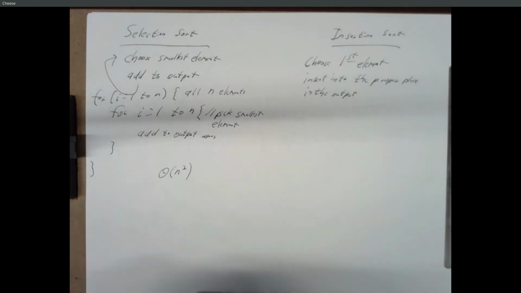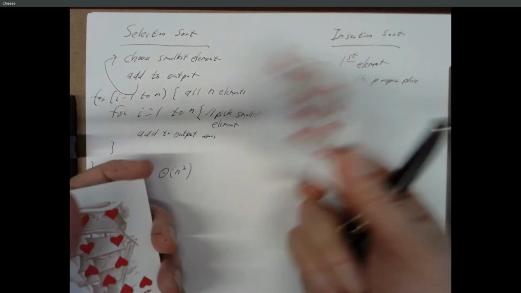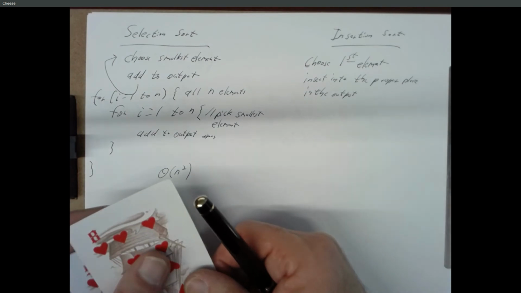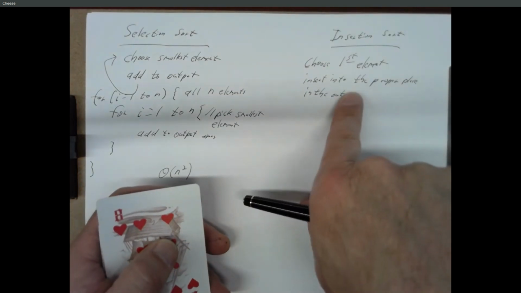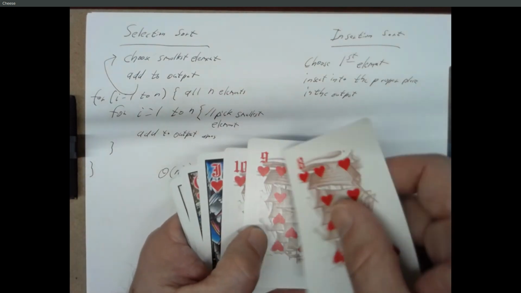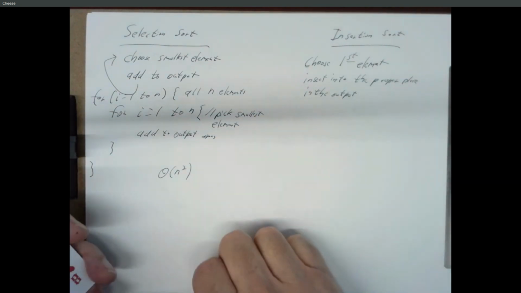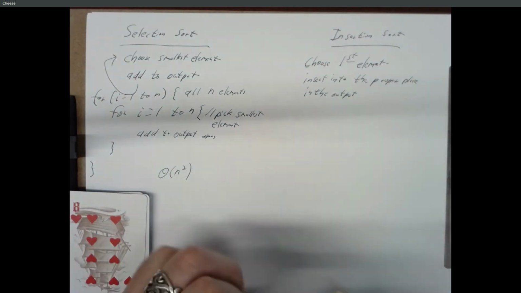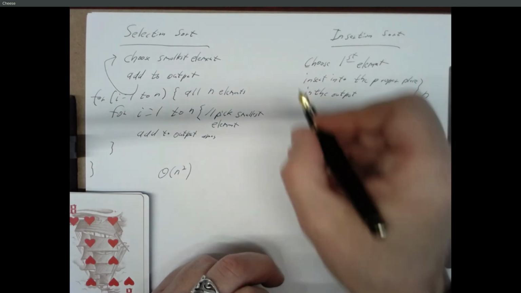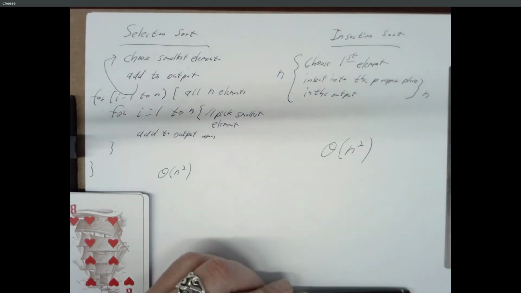For an insertion sort, you pick the first element. Well, that's an order 1 operation. Just grab the last element in the array, for example. But then you have to insert it into the proper place in the output. So if this is what my output deck looks like, I have to move through here until I find a number that's bigger than this and then put it in right before. This is your linked list insert, right? So this insert is an order n, and you have to do this a total of n times. So this is going to be an order n squared also.